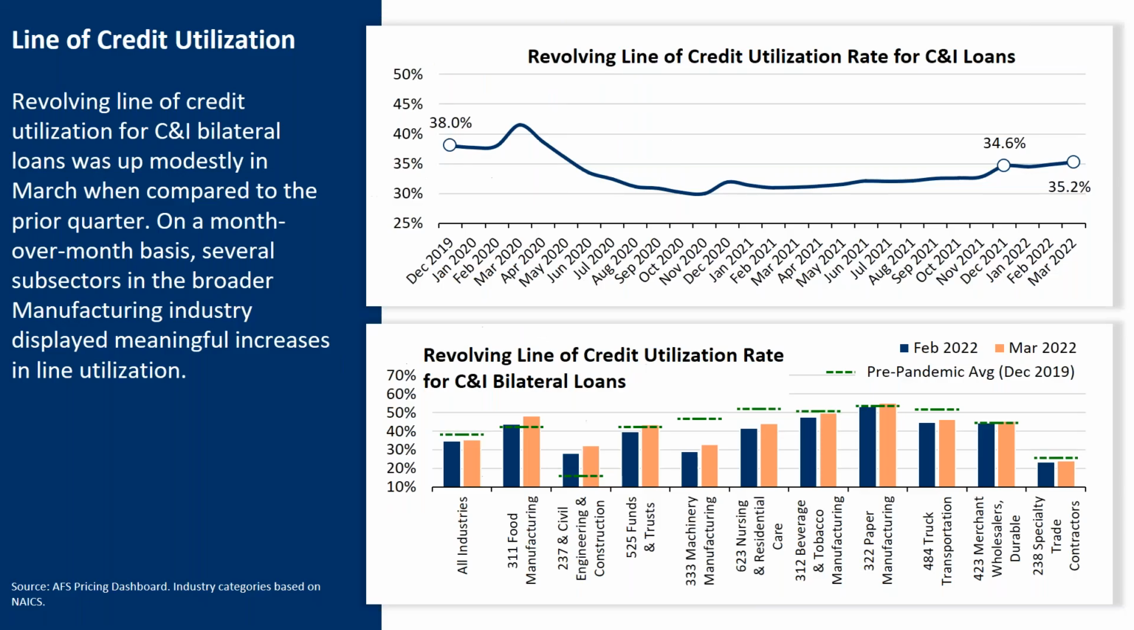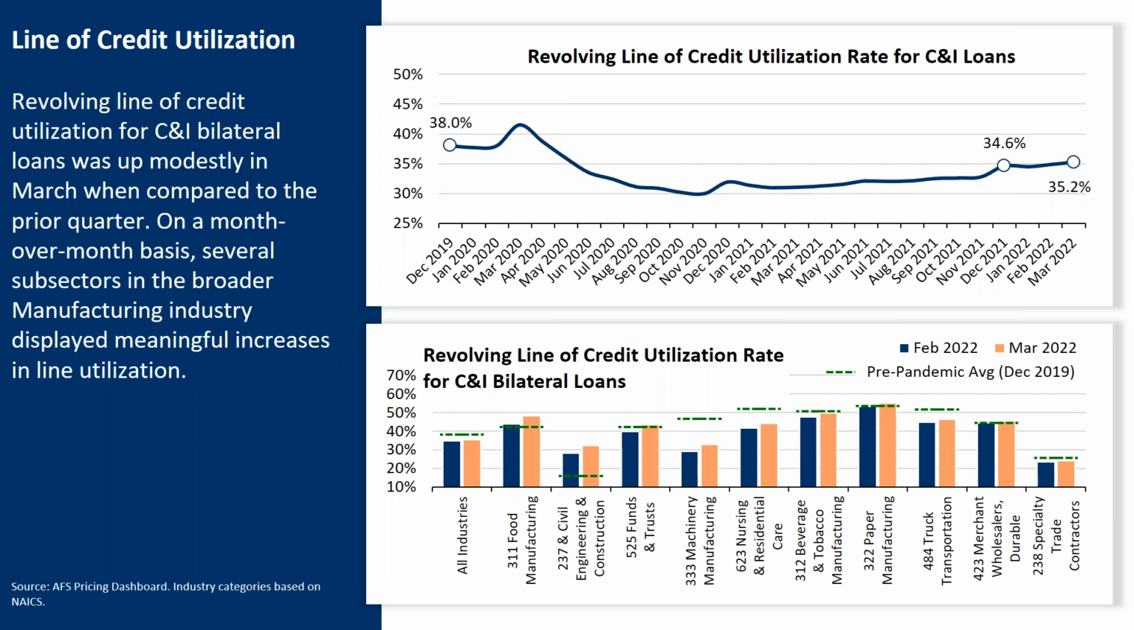Next, let's take a look at revolving lines of credit. As we highlighted in previous webinars, line utilization is a key component of loan growth, and during the last 2 years has been below historical averages. Over the last 6 months, we have seen a gradual increase in utilization, thereby helping overall loan growth.